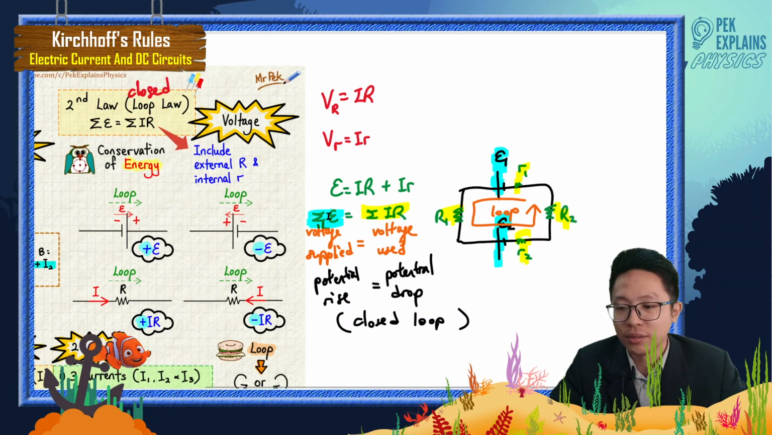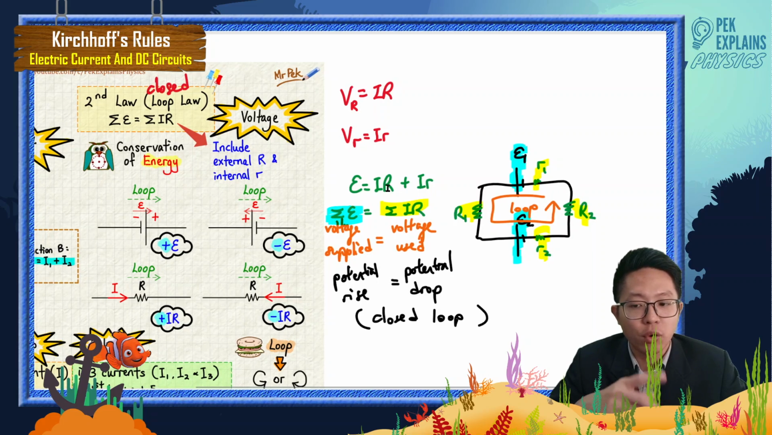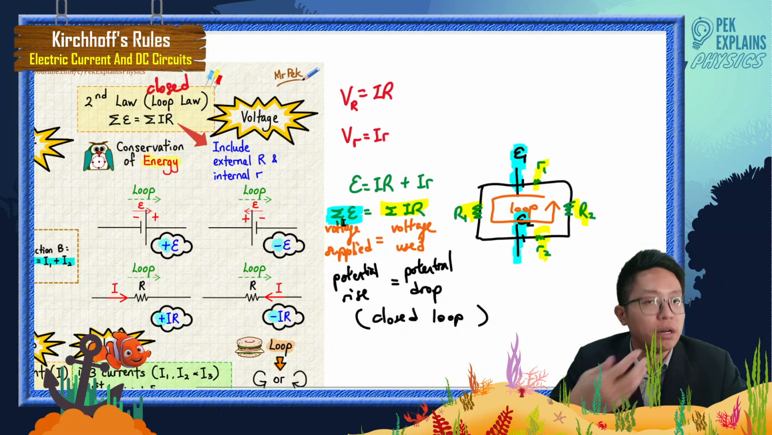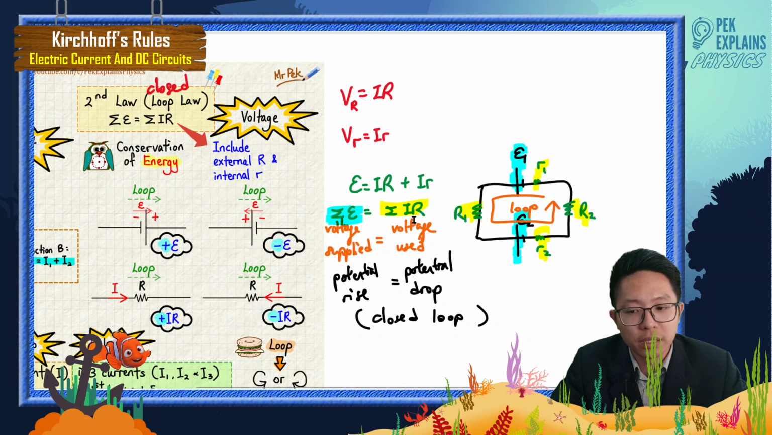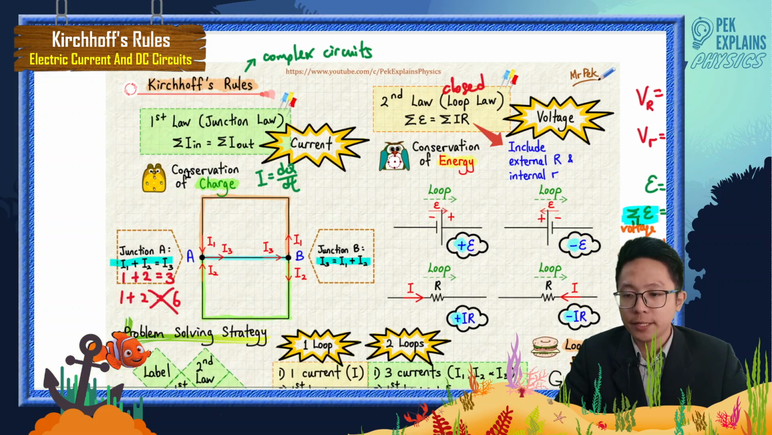Okay, so it's the same. It's like this formula: E equals IR plus IR. It's just that we don't have only one resistor, but multiple resistors, multiple batteries, and multiple internal resistances. So that's why we cannot use this formula anymore. We use total E equals total IR because we have multiple batteries, multiple internal resistors, and multiple external resistors. So it's the same concept.